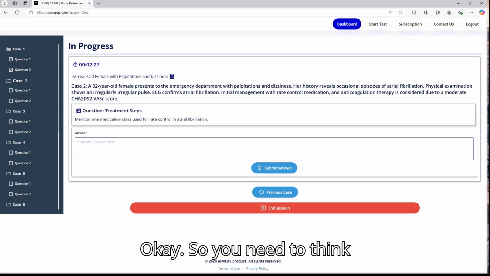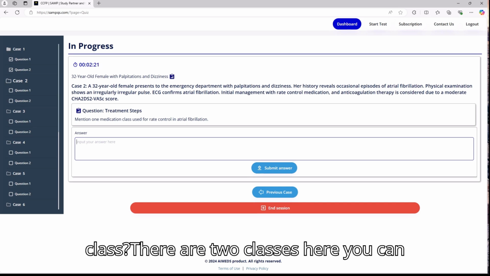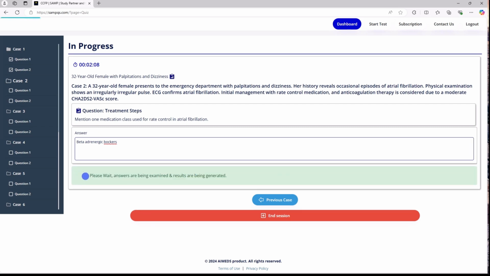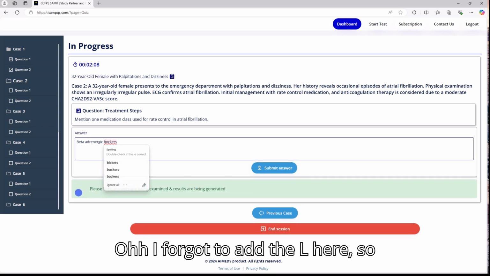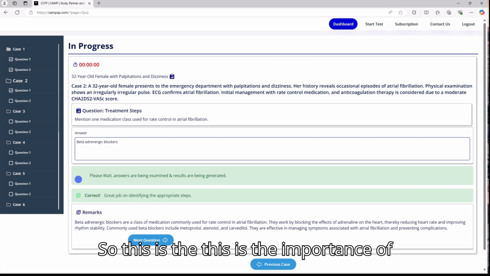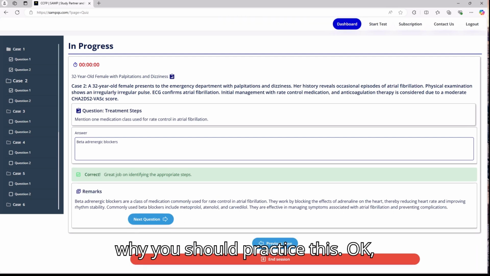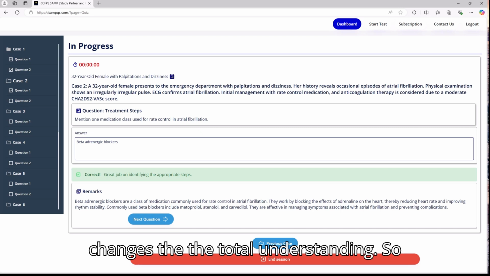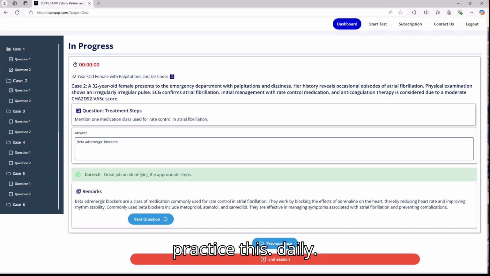Okay, so you need to think about this, and what the class, there are 2 classes here you can use. For rate control you can say beta adrenergic blockers, beta adrenergic blockers. Let's see. Oh, I forgot to add the L here, so blockers, not blockers. So this is the importance of why you should practice this. Okay, this is a very minor mistake, but it changes the total understanding. So that's why I really advise you to practice this daily.